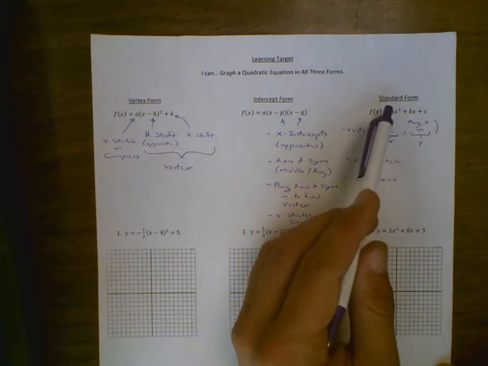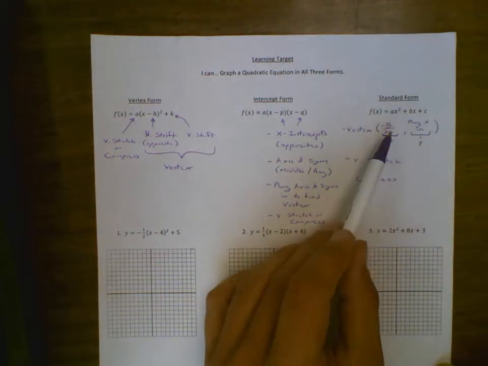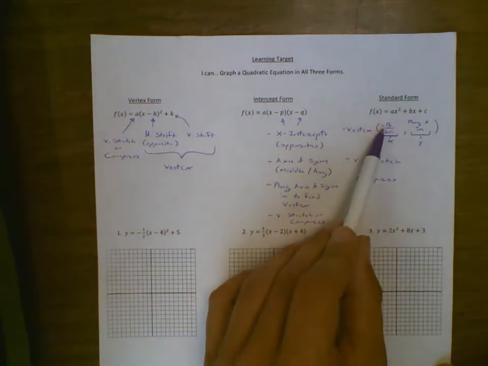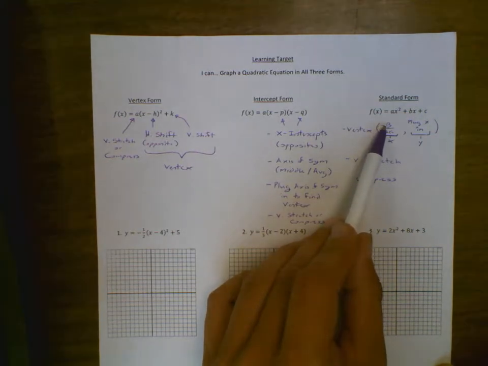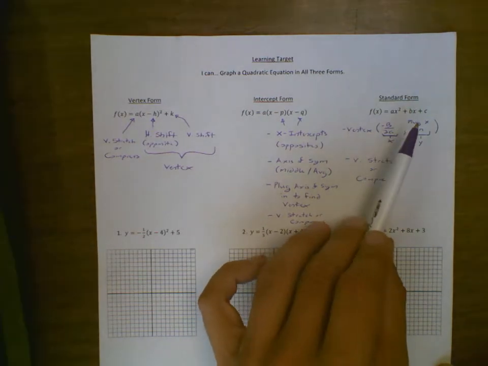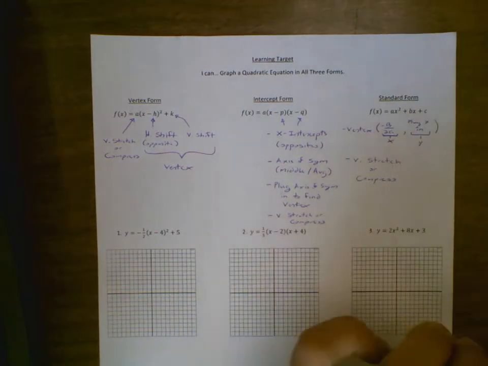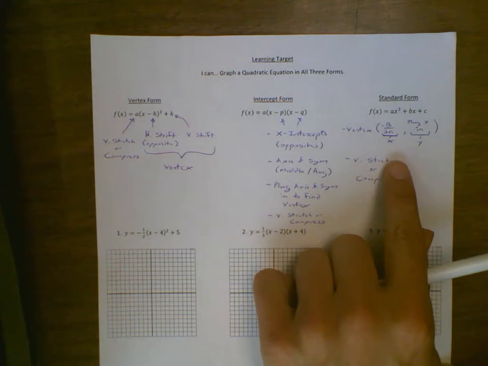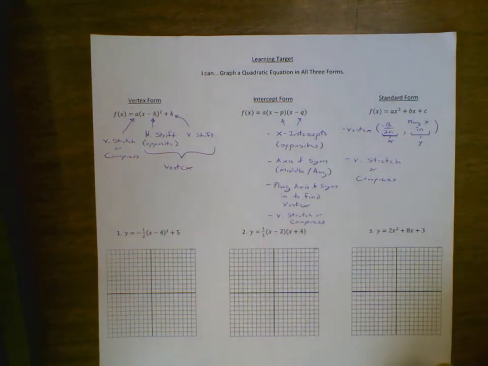And then if we have standard form, the equation that we need to remember is that the axis of symmetry equals negative b, or the opposite of b, over 2a. And then we plug that axis of symmetry in to find the y value. And then once again, we always end by using our vertical stretch or compression.